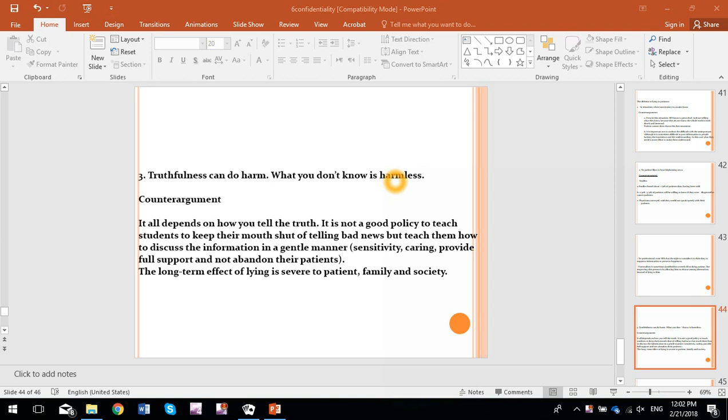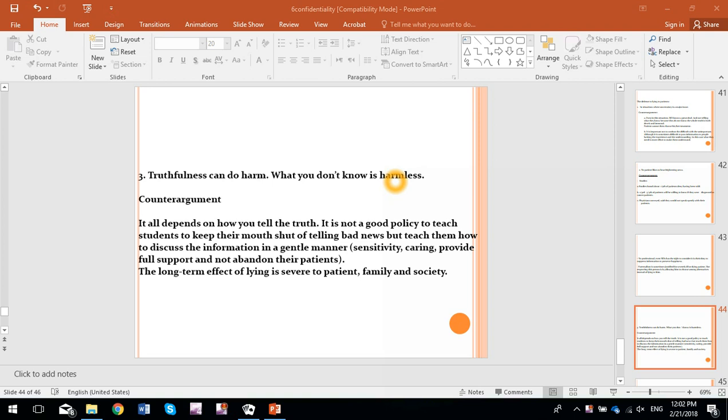Now, it is not a good policy to teach students to keep their mouths shut about telling bad news. And I'm talking here about bad news. It is not a good policy to teach medical students to keep their mouths shut about telling bad news. But we need to teach them how to discuss the information, even the bad news, in a gentle manner, with sensitivity, caring, providing full support, and not abandoning their patient.